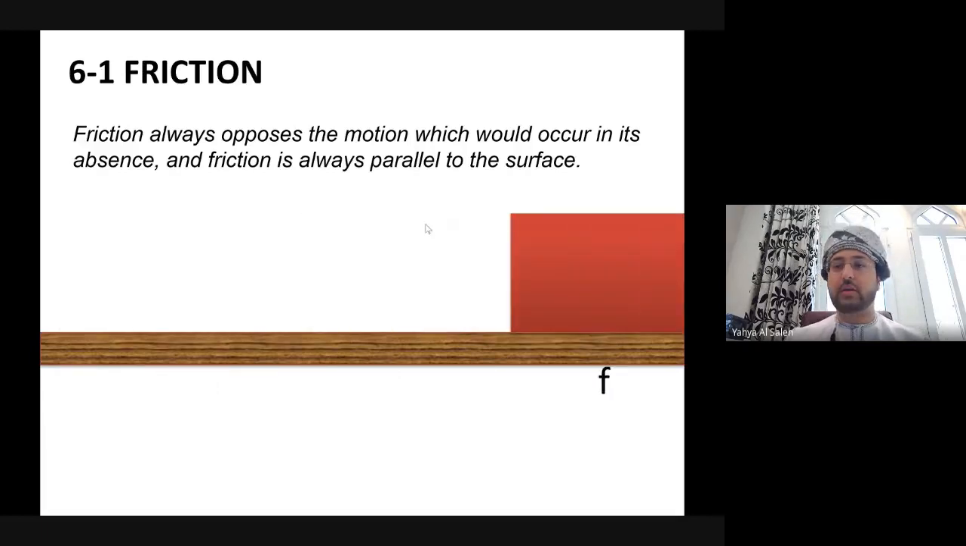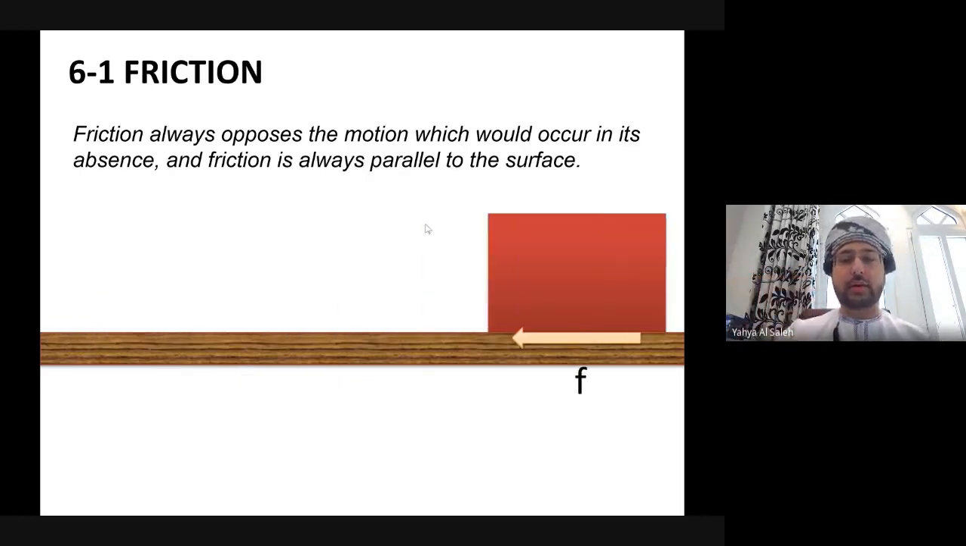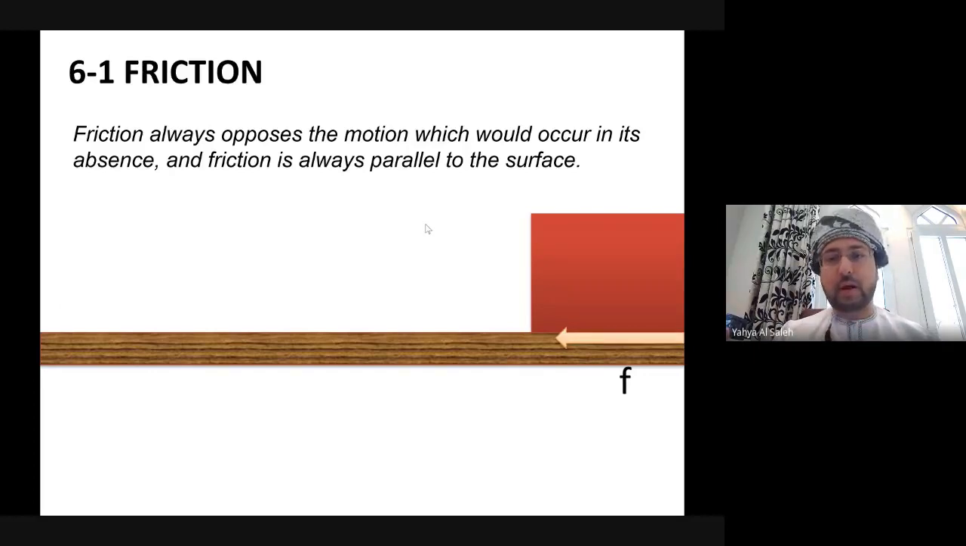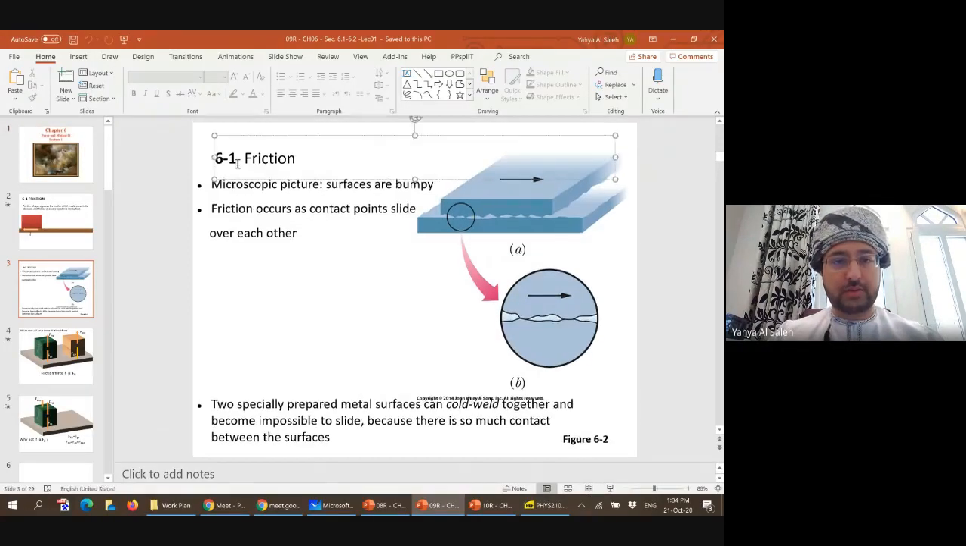So if I have a block which is going to the left, okay, it's going. If the block is going right, the friction is acting left. So this should be 6.2.